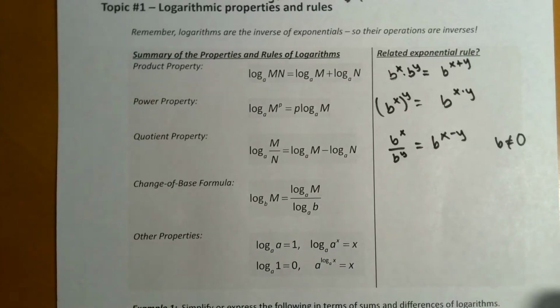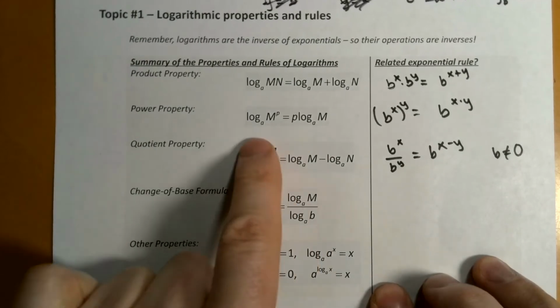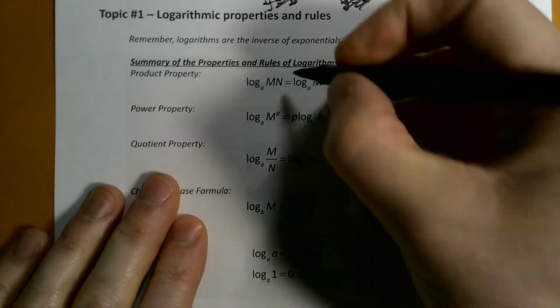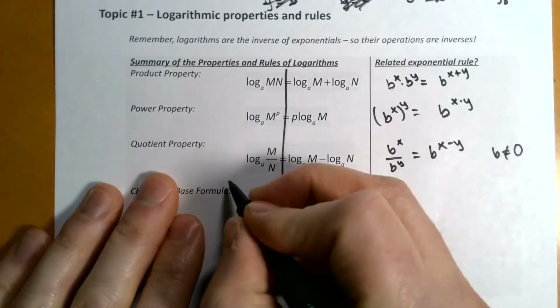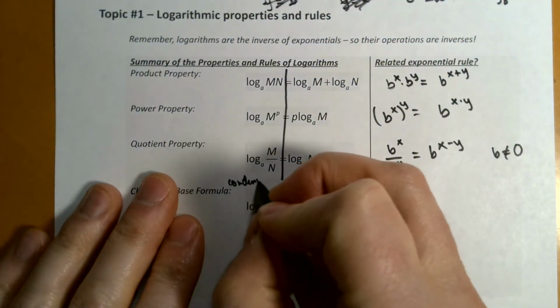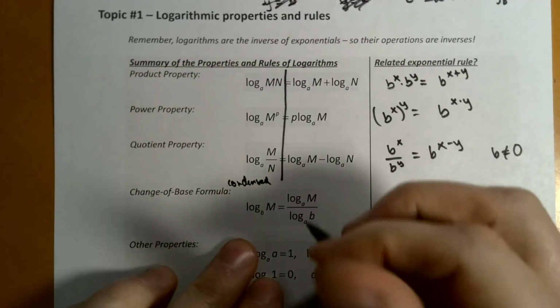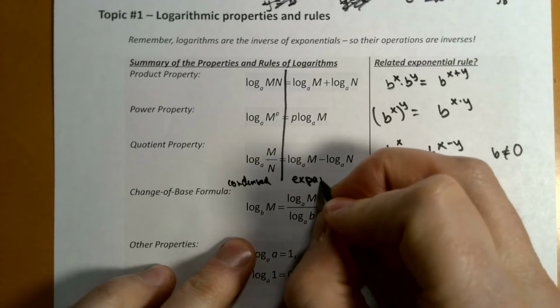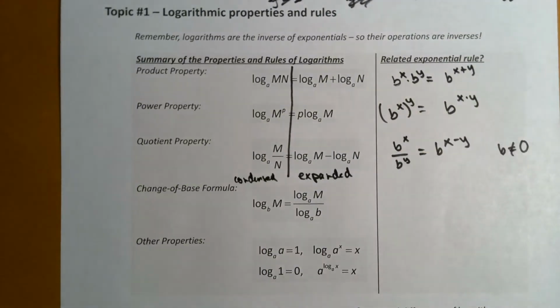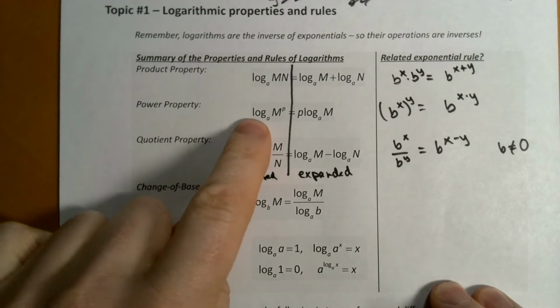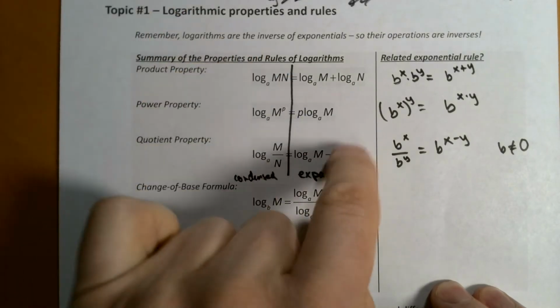So what we're going to do is look at ways we can use these properties to manipulate expressions. I tend to think about this left side as condensed expressions, meaning there's a single logarithm, and this right side as expanded logarithms, and it's sums and differences. And sometimes you'll see language, I think MyMathLab uses this, condense these expressions into this, or expand expressions in this form into that.